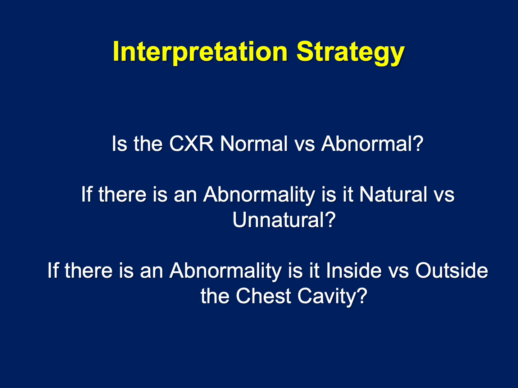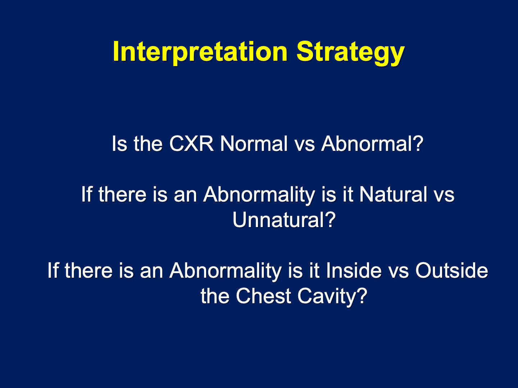The second question to ask is, if you see an abnormality, is it natural versus unnatural? A natural abnormality would be something that is inside the body, versus an unnatural one would be something like a bullet or a chain from the outside. There is no reason to think that you cannot have natural and unnatural abnormalities both in the same X-ray at the same time. You can. The third question to ask is, if there is an abnormality, is it inside the chest cavity versus outside the chest cavity? This leads to a good descriptive process to explain the abnormality.